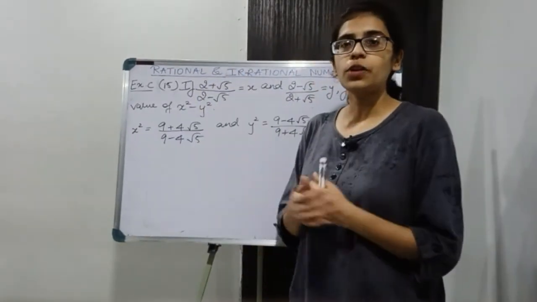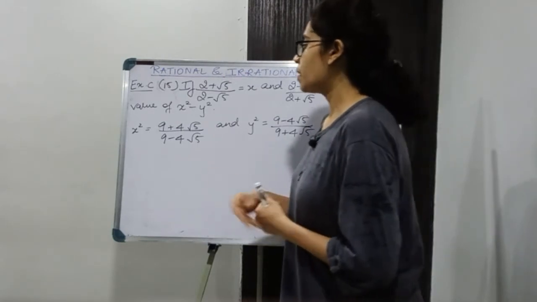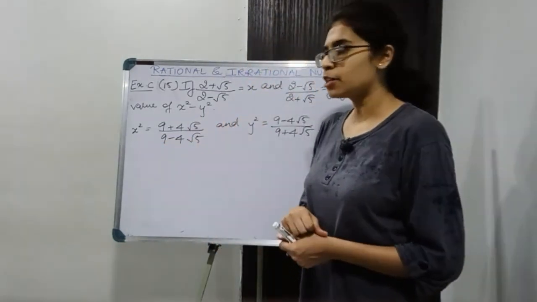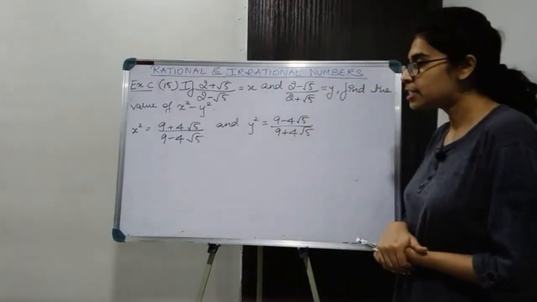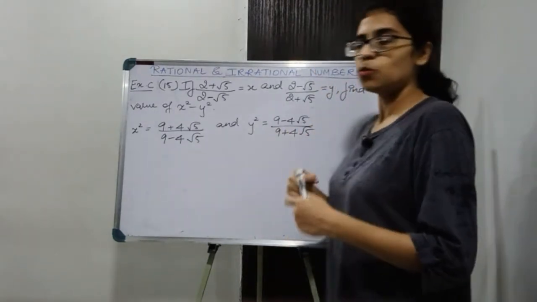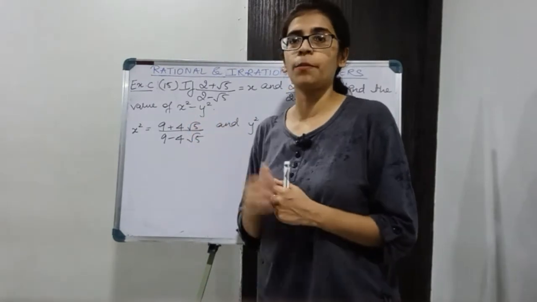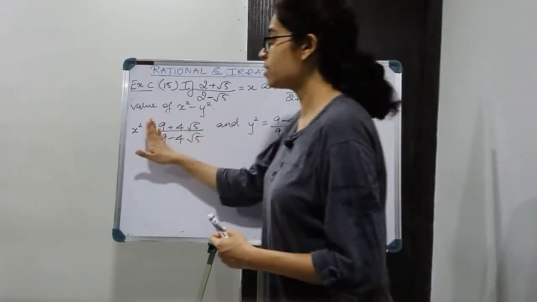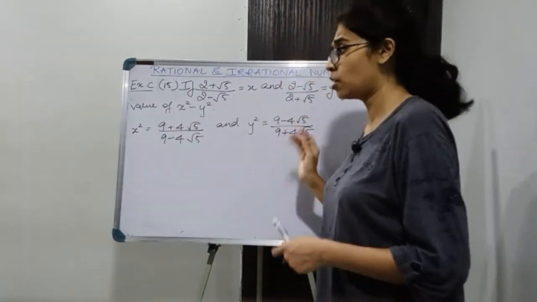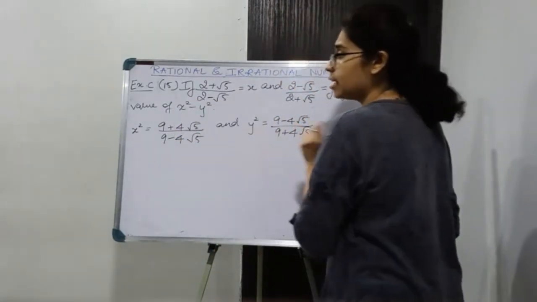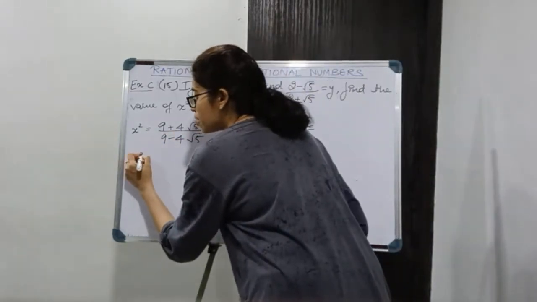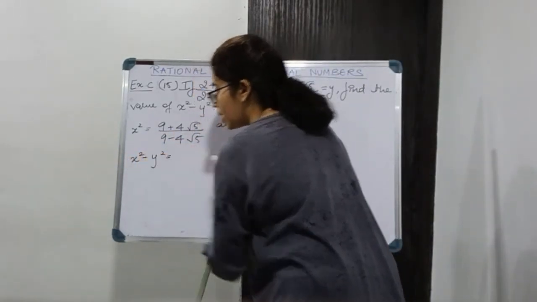Now there is another way of solving this sum. Yahan pe x square we got 9 plus 4 root 5 upon 9 minus 4 root 5 and y square we got this. Okay, so what we did was we rationalized the denominators. But instead of rationalizing the denominators individually, alag alag karne se accha I can directly do it. That is x square minus y square find karna hai. So x square minus y square.